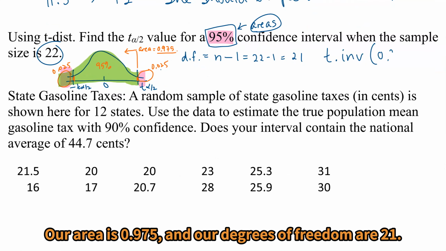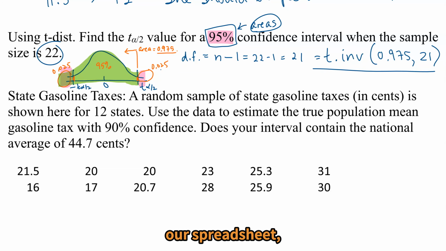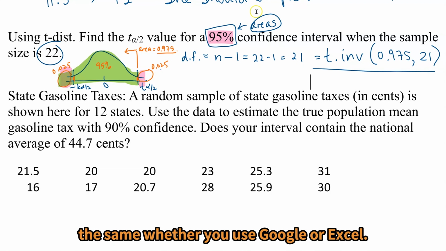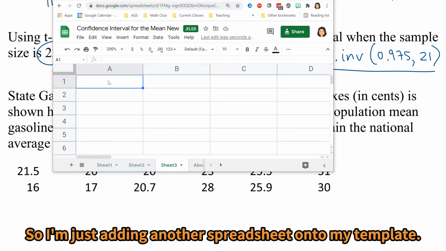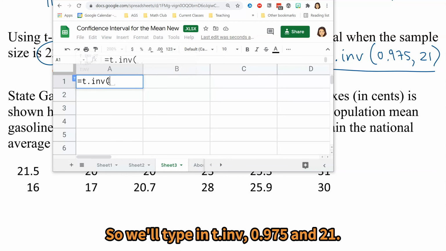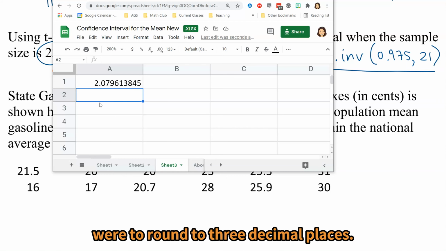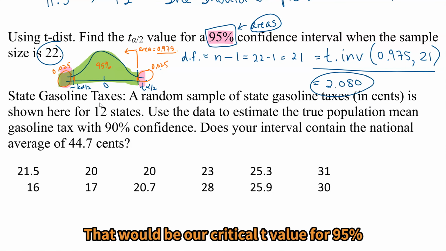Our area is 0.975 and our degrees of freedom are 21. So this is the command that we're going to put into our spreadsheet, the same whether you use Google or Excel. I'm just adding another spreadsheet onto my template. You can do it anywhere, it doesn't really matter. So we'll type in t.inv, 0.975 and 21, and we get our t critical value 2.0796, 2.080 if we were to round to 3 decimal places. And so we'll put that right here. That would be our critical t-value for a 95% confidence interval.